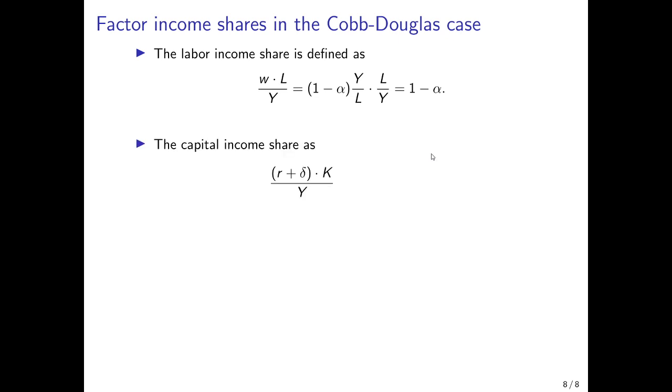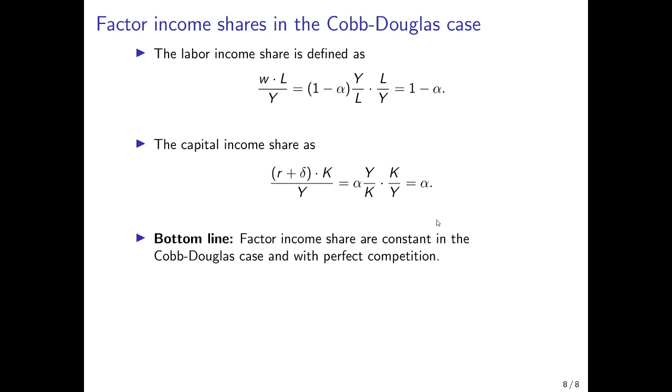What about the capital income share? Now that's defined as the capital rental rate multiplied by the amount of capital employed divided by GDP. So that's everything that is earned by the production factor capital divided by total GDP. So now we again plug in the capital rental rate from the previous slide. That's alpha times Y over K. And then we have to multiply by K over Y. So this cancels out again and the result is alpha, which is again clear because 1 minus alpha is the labor income share. So alpha needs to be the capital income share if we have these two production factors only.